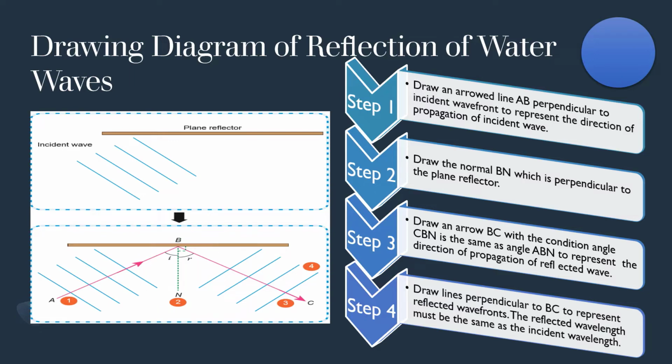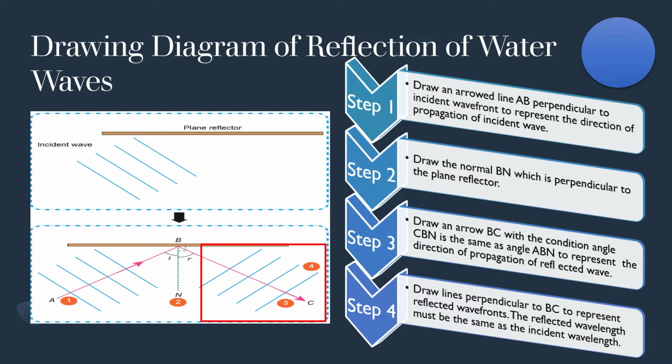Step 3, you must draw an arrow BC. From point B, we draw a straight line to C. But we must make sure the angle ABN is equal to the angle NBC. And then the final step, you draw the line that we want, which is the reflected wavefront.